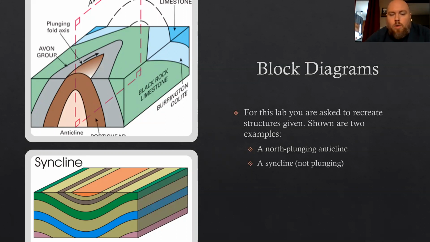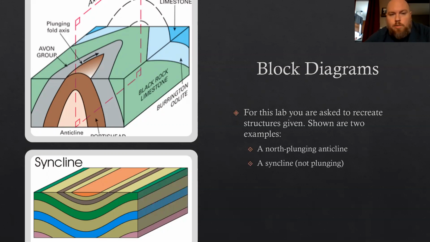And so what we see here is that this is not a plunging syncline, excuse me. So the top figure is a plunging anticline. The bottom figure does not have any plunge to it. And for your assignment, you will be asked to do one or the other, either a plunging syncline, a non-plunging, a plunging anticline, and there may be also some other instructions.